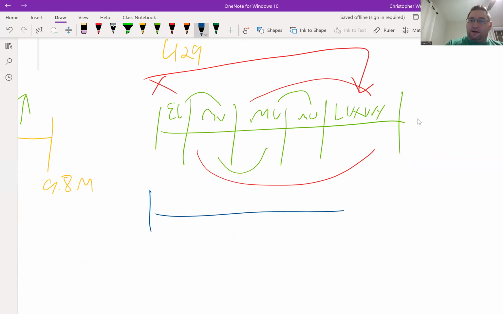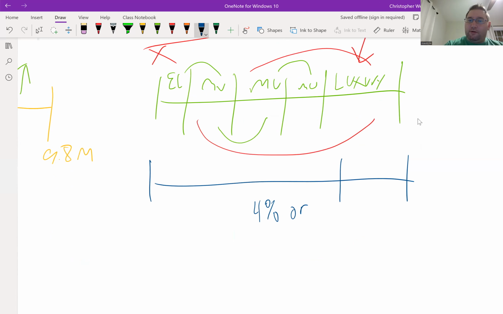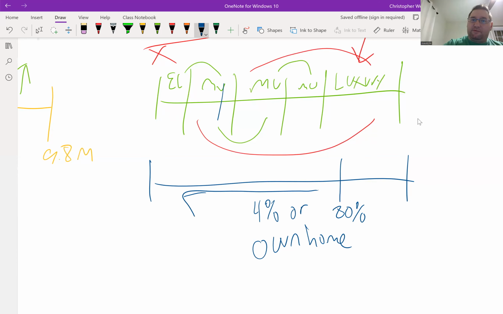But the reason why I want to bring this up is because if we can agree that of this market, what does Logan Monteshami say? Like 80% of people have 4% or own their home, right? If we can agree that 80% of people do this, that means that this market has 80%, this market has 80%, and this market has 80%.